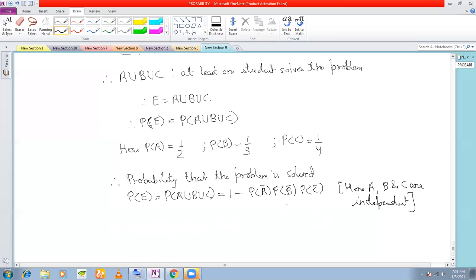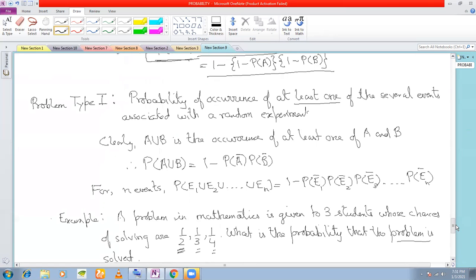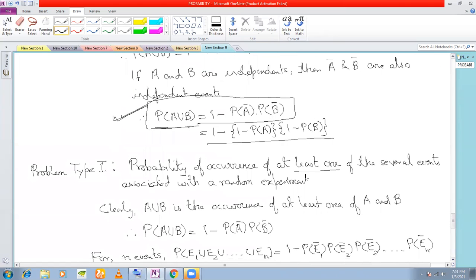You don't need to remember the deduction. You simply remember this formula. If A, B, and C are independent events, then you can apply this formula. Okay, this formula, if A, B, and C are independent events. Okay, this one.